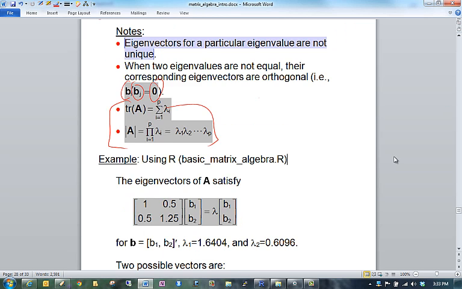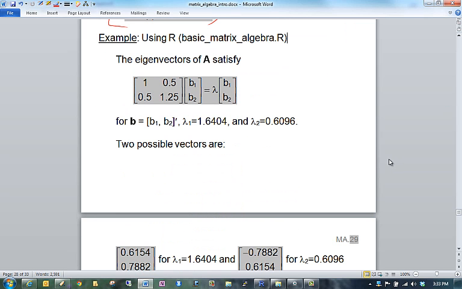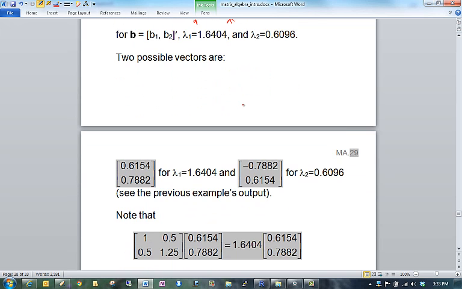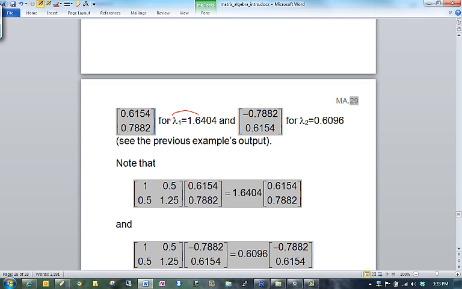So let's look closer at these eigenvectors in our example. Again, eigenvectors satisfy A times B is equal to lambda times B, and lambda is one of our eigenvalues. And so we just need to find these possible vectors B that satisfy this expression. Two possible vectors: corresponding to the largest eigenvalue, we have this as our first eigenvector, and corresponding to the second largest eigenvalue, or I guess also the smallest, we have this eigenvector here.